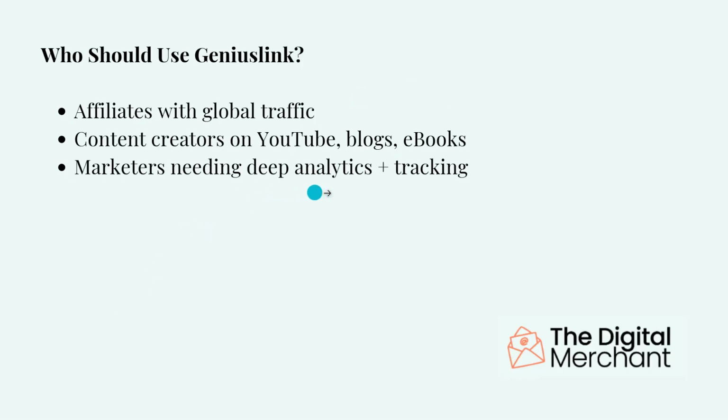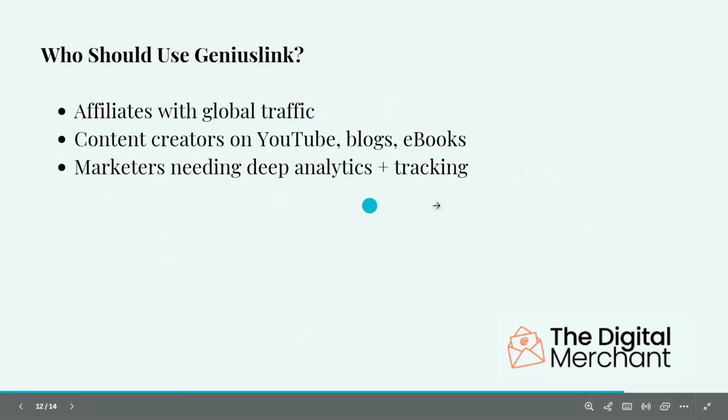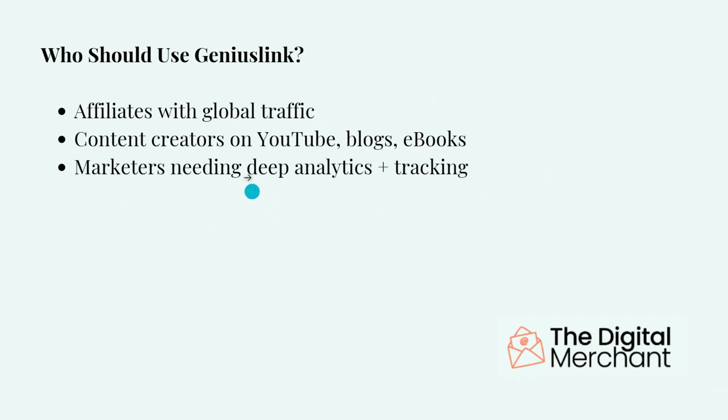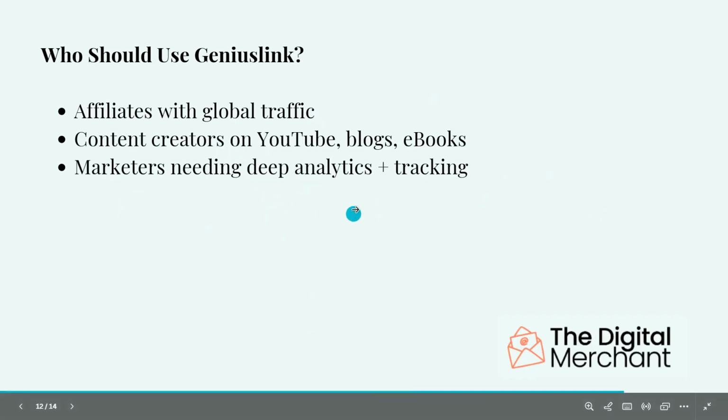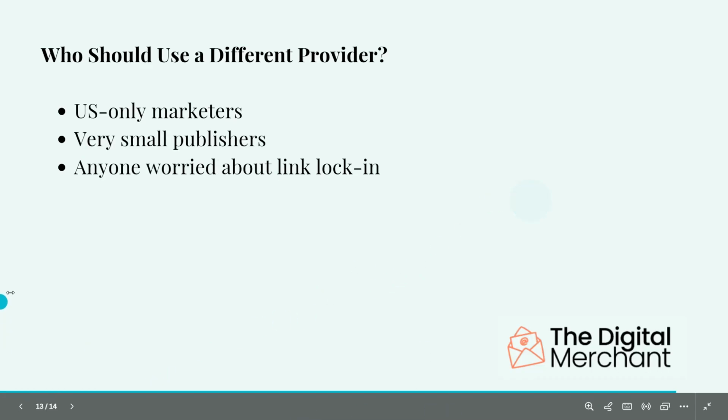Then content creators on YouTube that have blogs or ebooks or that kind of thing, you can get a lot of benefit there from the branded short links. And then marketers needing deep analytics and tracking. Like I was saying, the analytics of Geniuslink are very comprehensive. They're much better, I feel, than any of the other competitors I mentioned. So if that's something that interests you, I think Geniuslink is probably the way to go.